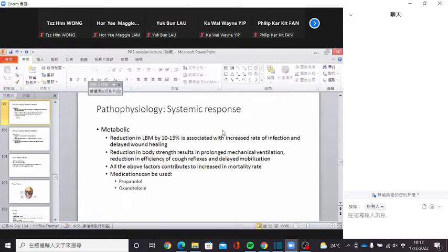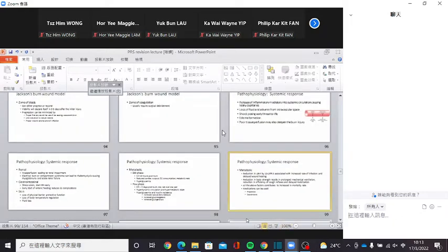So how to calculate the resuscitation fluid, and the assessment of the burn in terms of the depth and the area. These are important things you've got to know, and they are very likely to be asked in your examination. So if no further questions, then we'll move on to other topics.